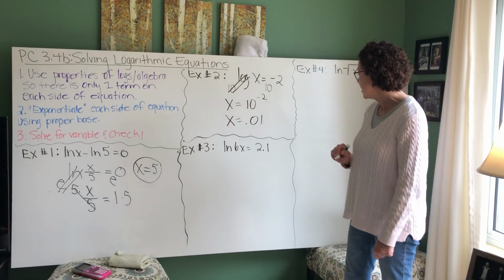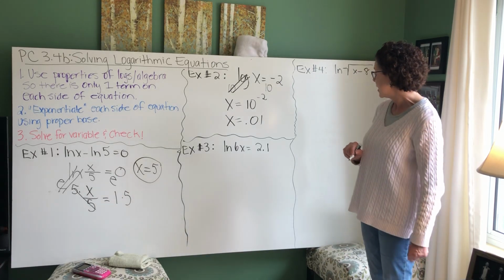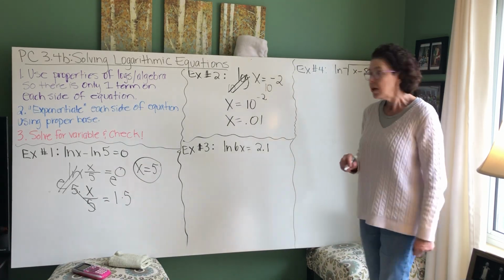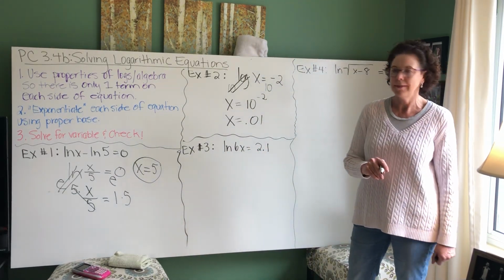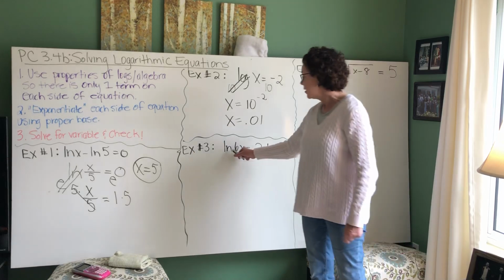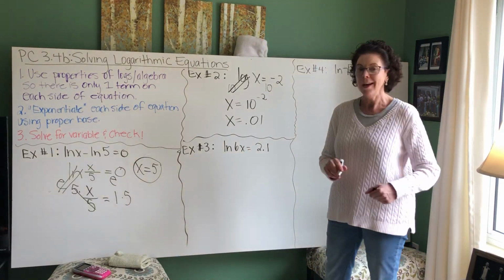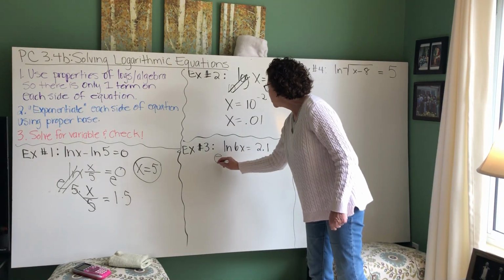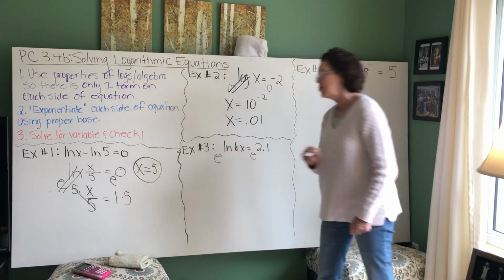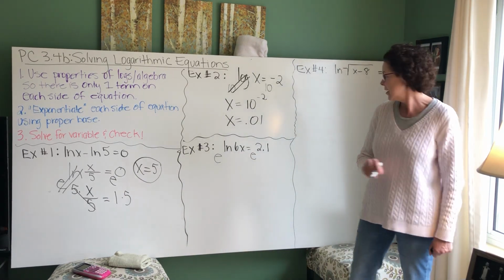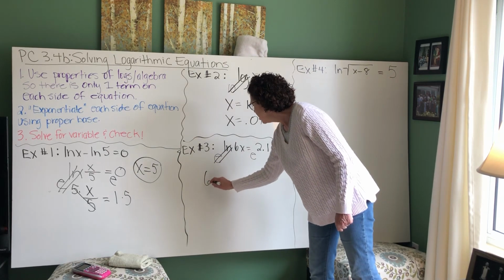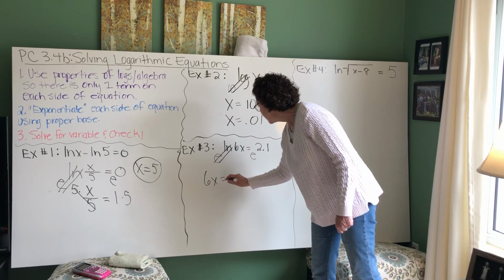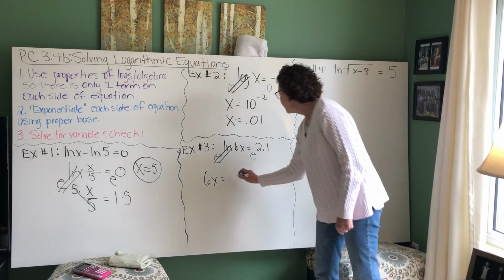Let's take a look at example 3. The natural log of 6x equals 2.1. Notice there is only one term on each side of the equation. Notice the natural log gives a base of e. So we will exponentiate both sides of the equation. The natural log and the base of e cancel. We have 6x equals e to the 2.1.